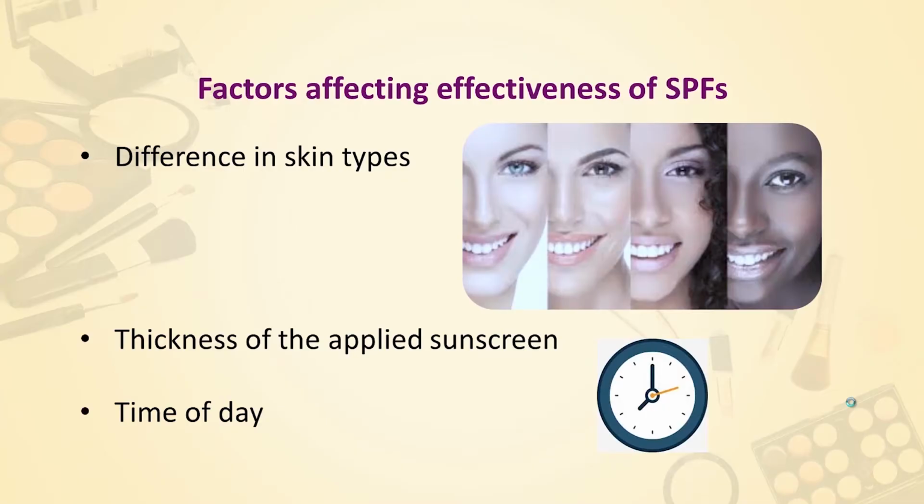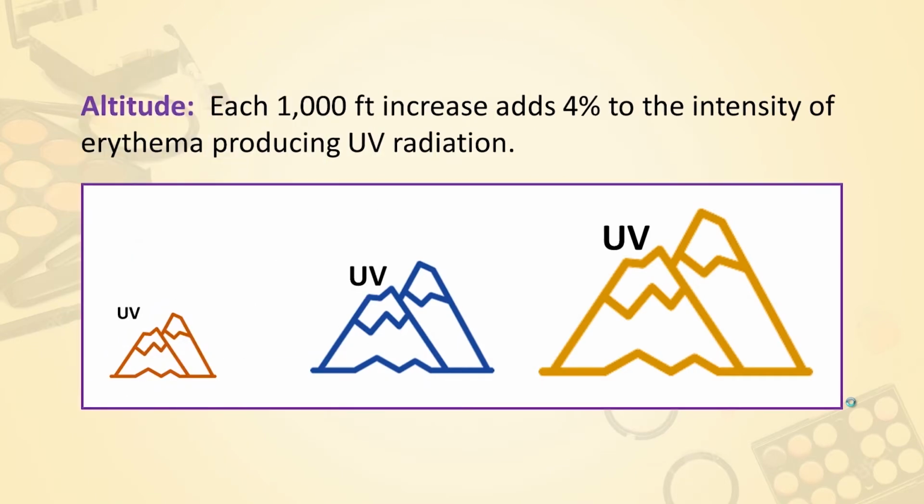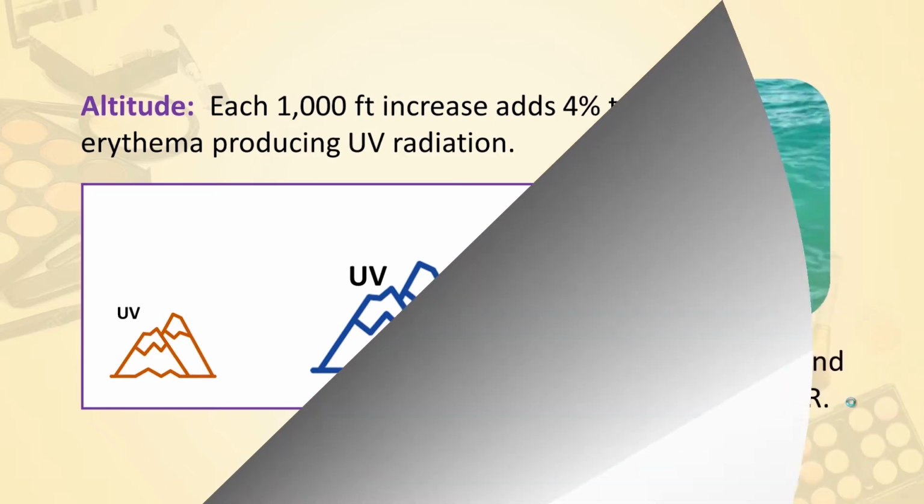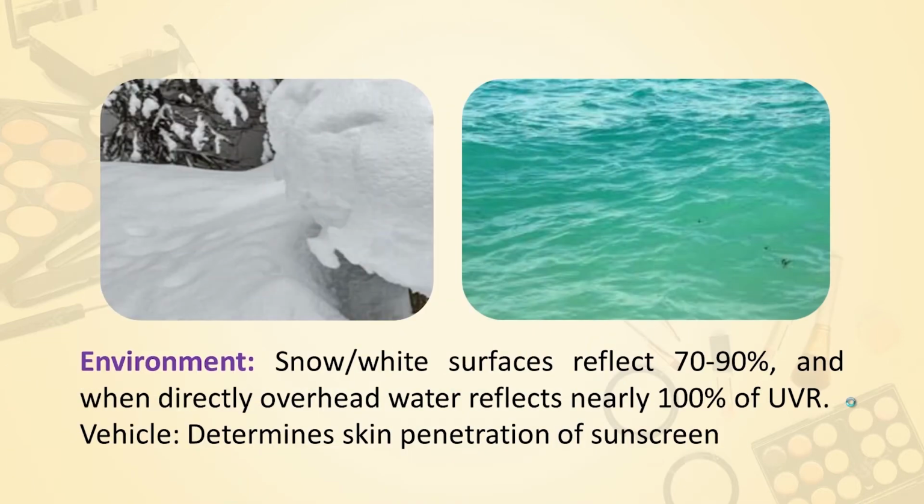Now, what are the factors affecting the effectiveness of SPF? Difference in skin type, thickness of the applied sunscreen product, time of the day, altitude, where each 100 feet increase adds 4% to the intensity of the erythema producing UV radiation, and environment: snow and white surfaces reflect 70 to 90%, and when directly overhead, water reflects nearly 100% of UV rays. Lastly, the vehicle determines the skin penetration of sunscreen.